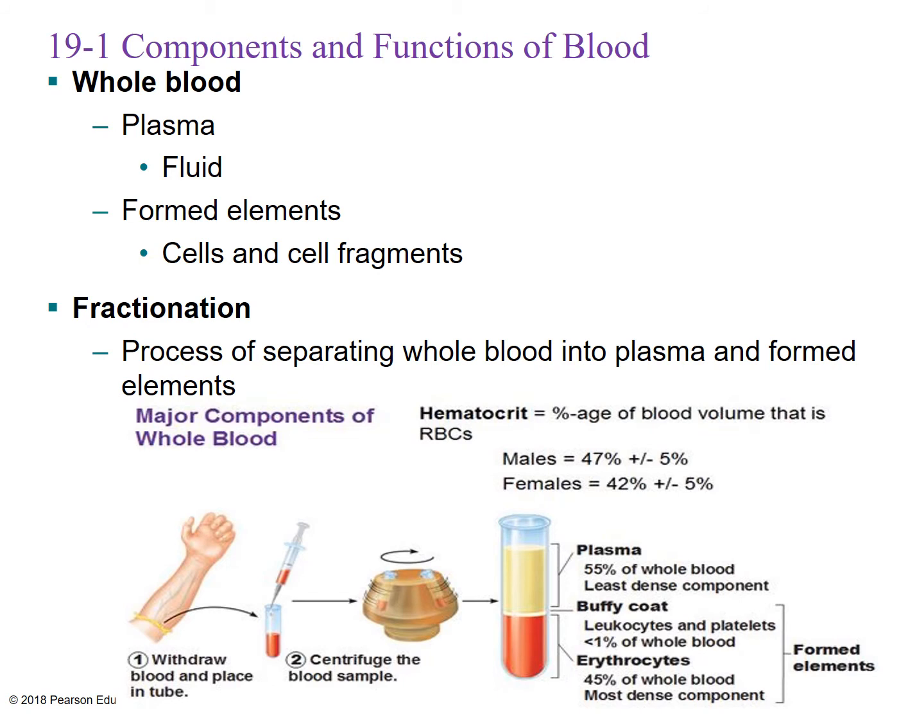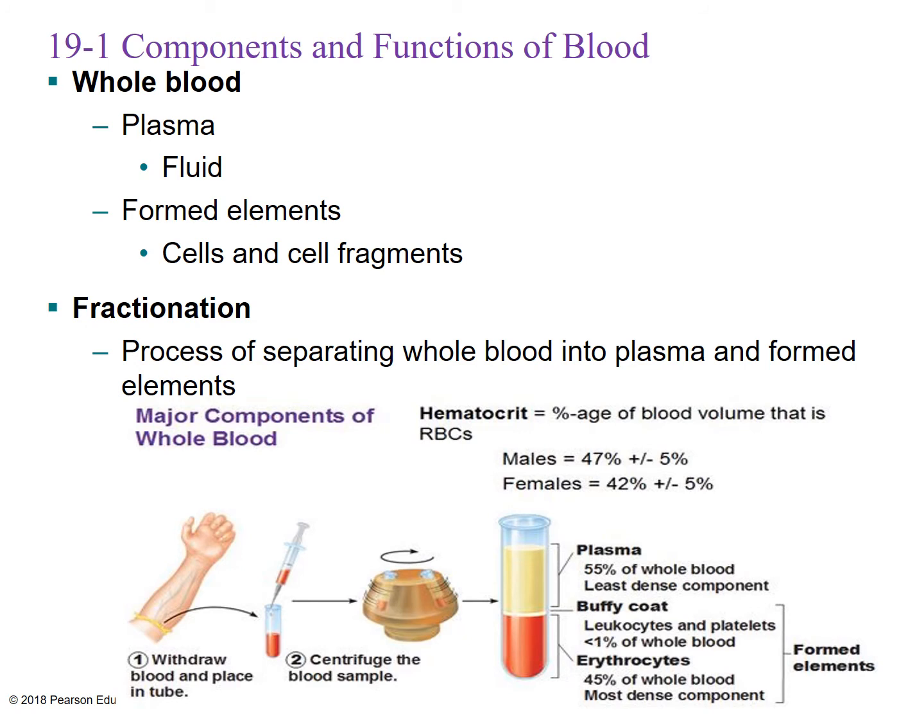We'll talk about that in a minute, but the plasma is 55% of the whole blood, whereas the erythrocytes, which are our red blood cells, are going to be 45%. You can see there that the leukocytes, which are your white blood cells, and then your platelets, are less than 1% of the whole blood. So we've not got a lot of white blood cells. Remember, we have far more red blood cells than we do white blood cells. So the buffy coat will be that layer between the plasma and the erythrocytes that will consist of those white blood cells and platelets.